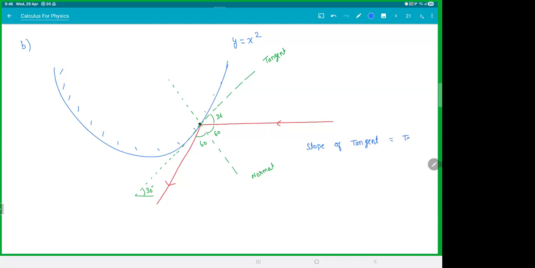is tan 30. But slope of the tangent is also dy by dx. That came from calculus. Tan 30 is 1 by root 3. Y is nothing but x squared, so dy by dx is 2x. So x is equal to 1 by 2 root 3. Substitute there, you end up with y is equal to 1 by 12. Clear this. That's how you can figure out your coordinates.